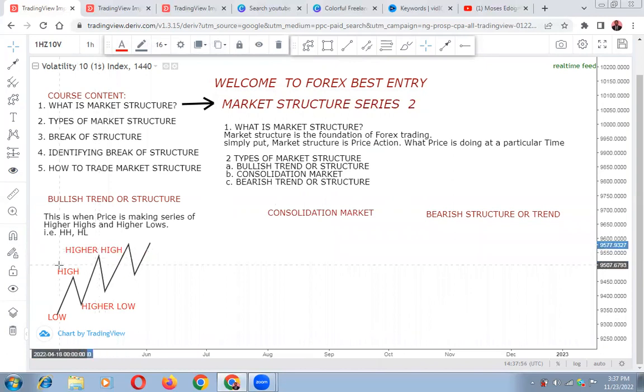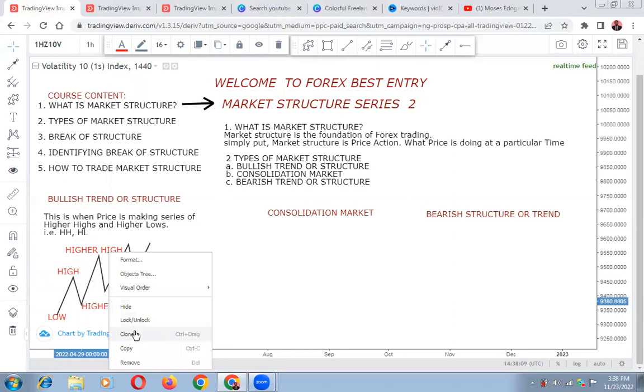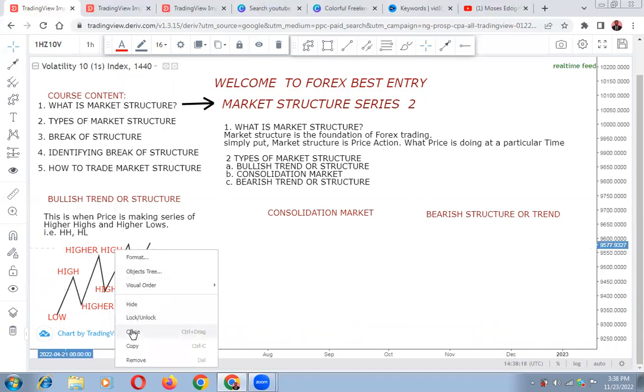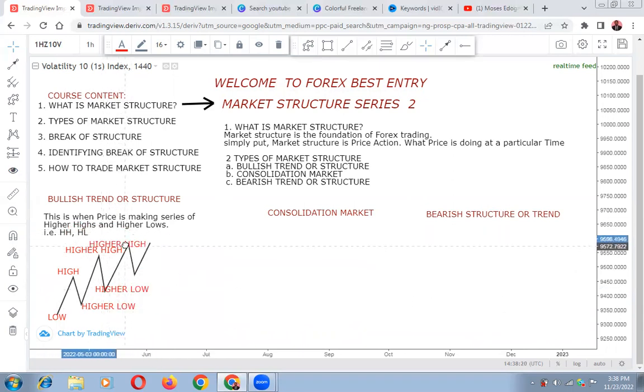Because it's higher than this. This is a higher low. This is a low. It's higher than this, but lower than this. So this is a higher low. It's higher than this low, but lower than this. So we have this. I can clone this. Yes, higher low. It's a higher high. This is a high.